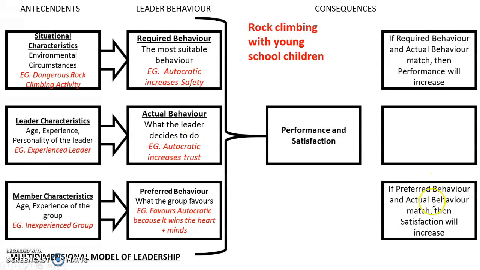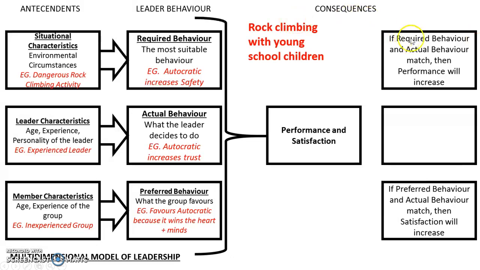Now, on top of that, if you go down to the bottom here, if actual behaviour matches preferred behaviour, so if these two, 1 and 2, match, this will mean that the satisfaction will increase. So if the leader decides to do what you favour them to do, this is going to make you feel satisfied. You might not always do it perfectly, but you think, I'm satisfied because what the group favoured, the leader did. So that makes you feel happy. It makes you feel intrinsically motivated, and you feel quite happy with that.